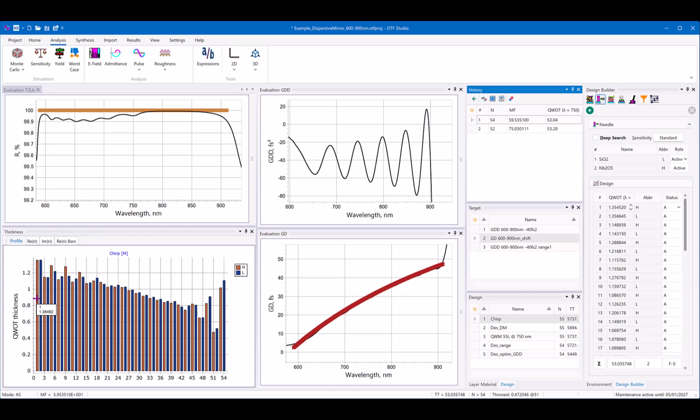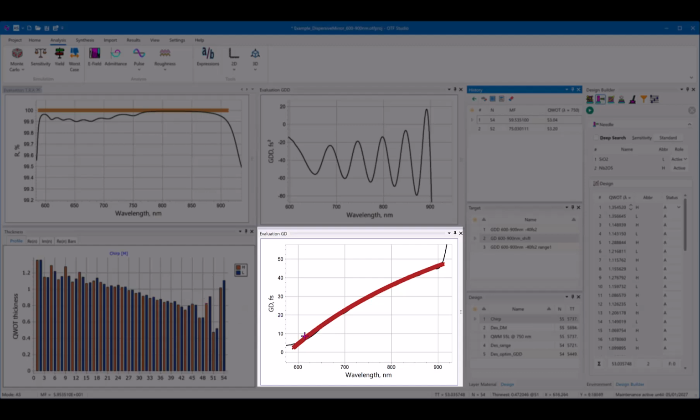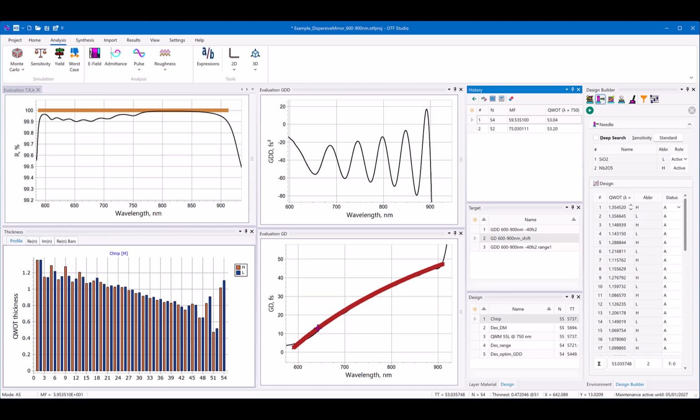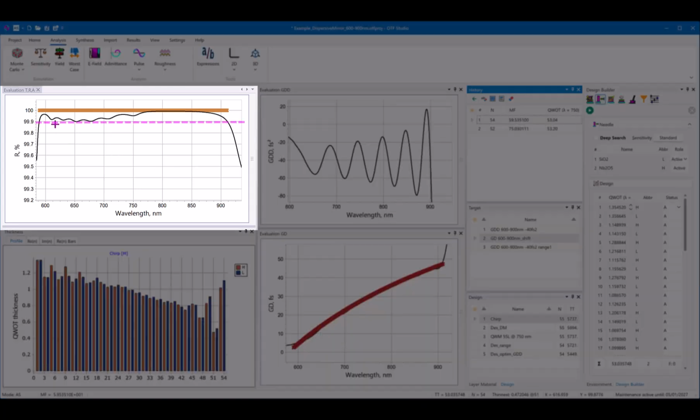54 layers. This is its structure. No thin layers, no thick layers. Excellent correspondence to group delay target. You can see it from the plot. High reflectance, higher than 99.9% in the entire bandwidth and the entire spectral range.